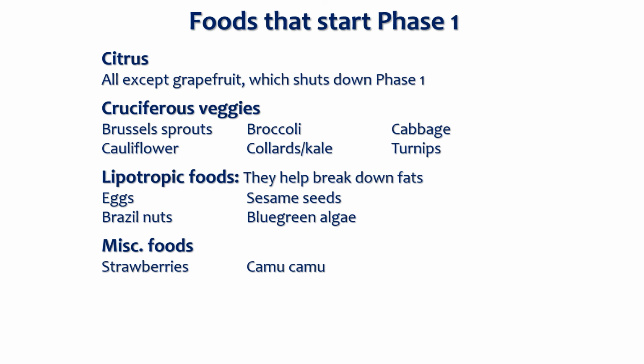Miscellaneous foods, typically because of the vitamin C content, like strawberries, but in particular camu camu. It is a fruit from the Amazon, and it is extremely high in vitamin C. You can buy it organic in bulk or in bottles, and it's a phenomenal thing to add to your diet, especially to aid in your daily detoxification process.